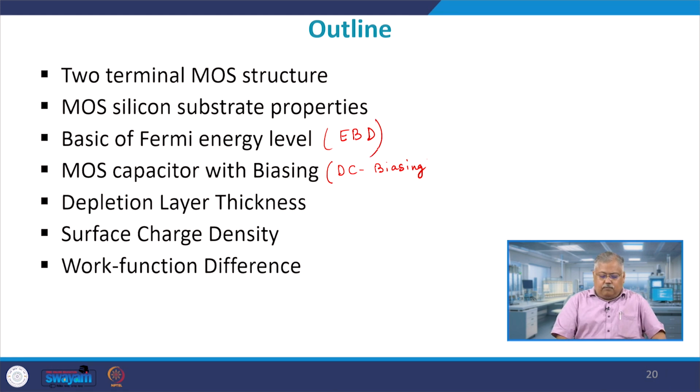Now, finally, the last part of the lecture series will consist of depletion layer thickness and we will see how it is related to the bias and the doping concentration. We will look into surface charge density and then have a look at the work function differences. What is the meaning of work function, and what does work function difference imply from the device point of view? So, this will be the basic outline for this course structure.